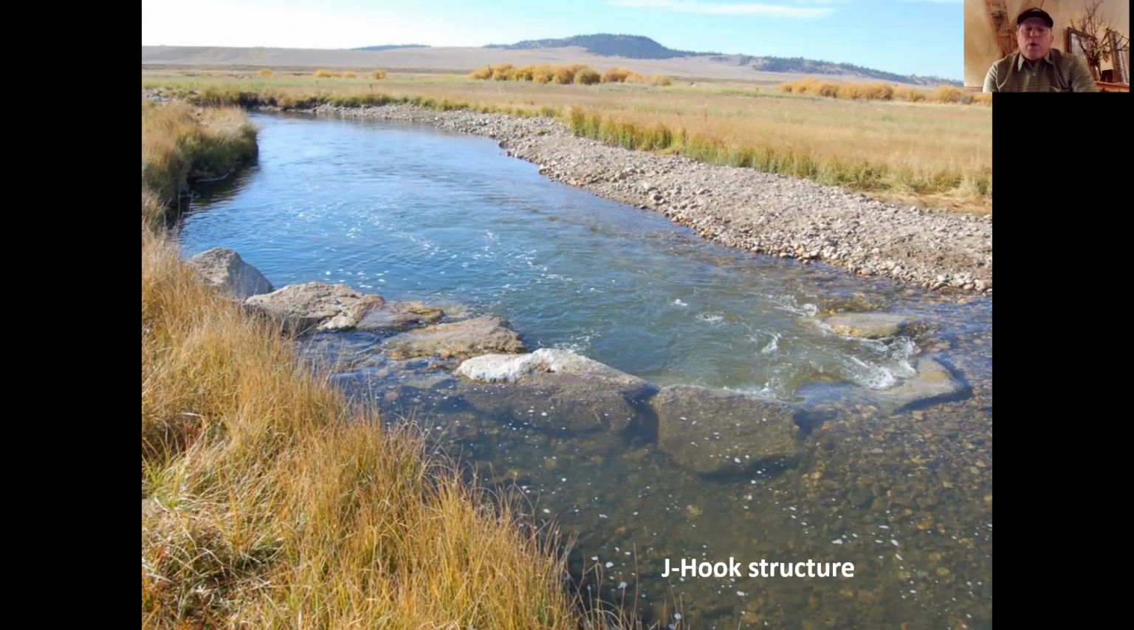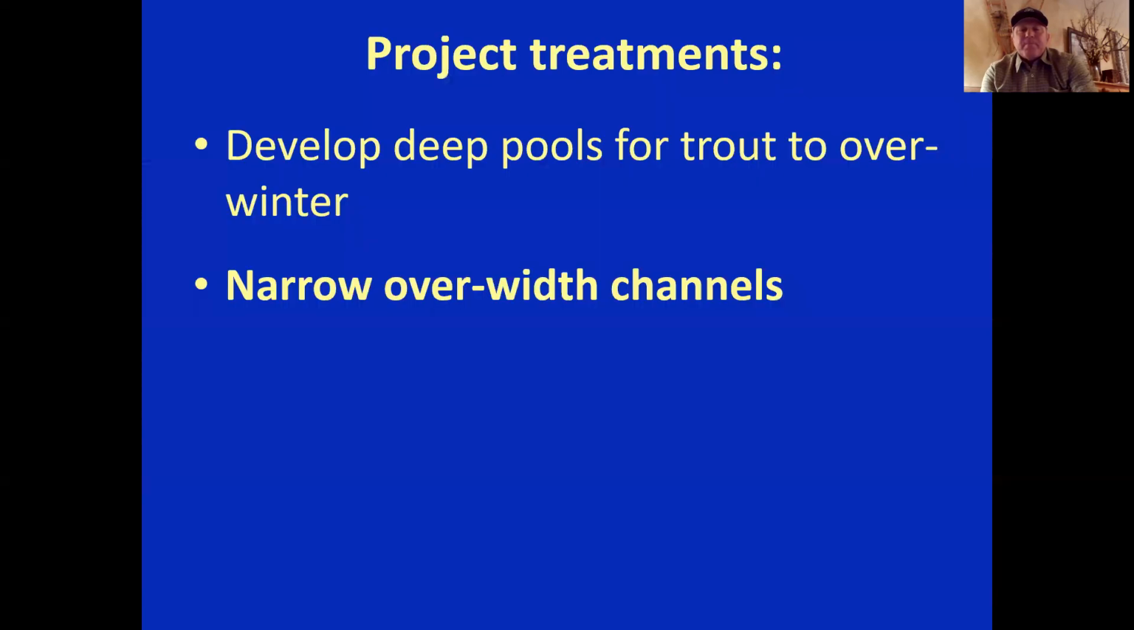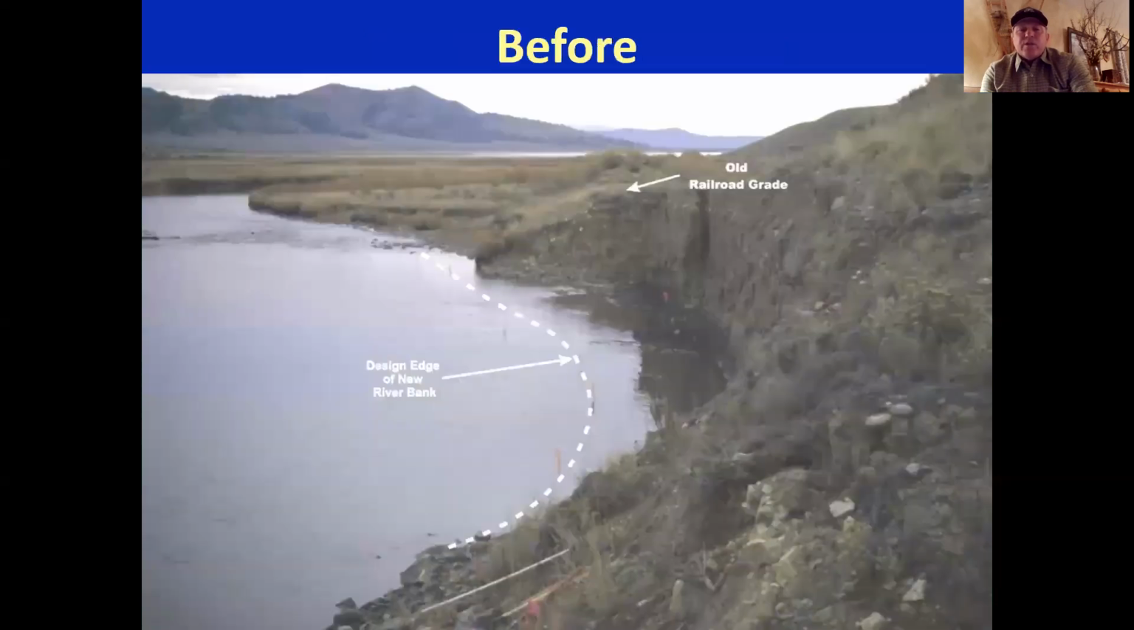You can build them with rock, or you can do it with wood. In this case, this is a giant fallen spruce tree with a root fan, you can see there. And so it's doing the exact same function as the previous structure, but they're using wood instead. Also narrowing over-wide channels.